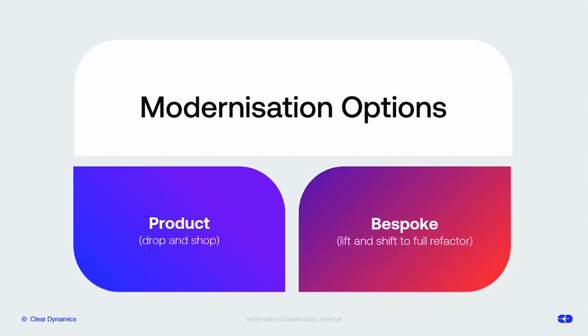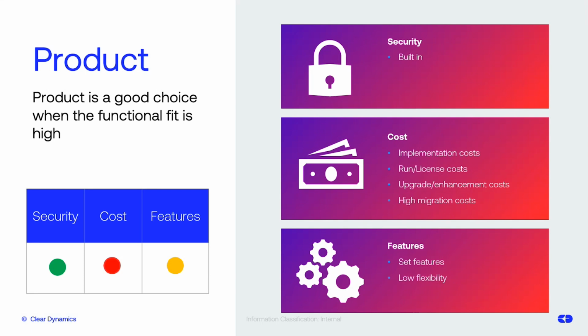So if we start with product, what does a product look like against those metrics that we just talked about? One of the great things about product is that your security is usually built in. It comes the way that it comes, and as long as that matches all of the criteria that we talked about, it's usually a pretty good choice when security is really, really important.